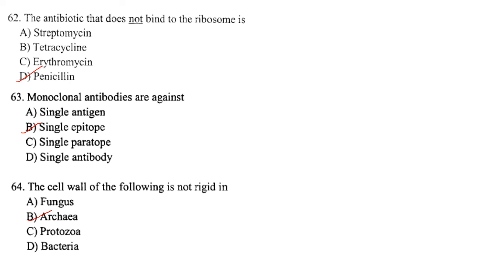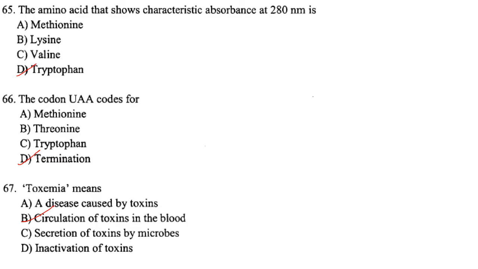So archaea, it is a semi-rigid cell wall. Protozoa, it is a rigid cell wall. Bacteria and fungus also have a rigid cell wall. So the answer is option A, that is archaea. Then, the amino acid that shows characteristic absorbance at 280 nanometers is tryptophan. Answer is option D. The codon UAA codes for termination. So answer is option D.